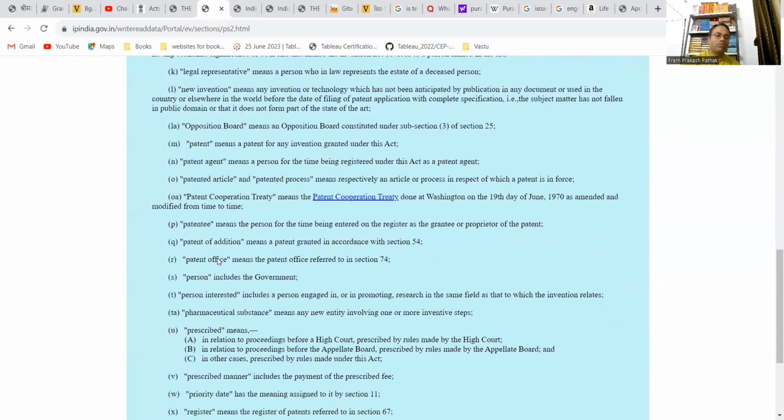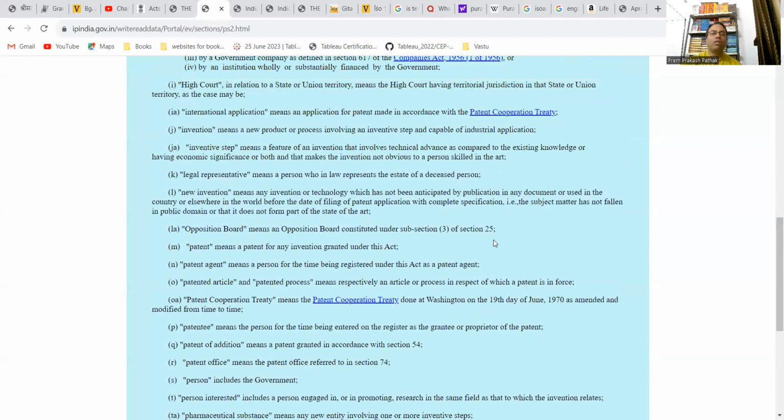Then we have the patentee. Patentee means the person for the time being entered on the register as the grantee or proprietor of the patent. So he is called patentee. Whenever the word patentee is mentioned, it means it is a granted patent, and then they are called patentee.